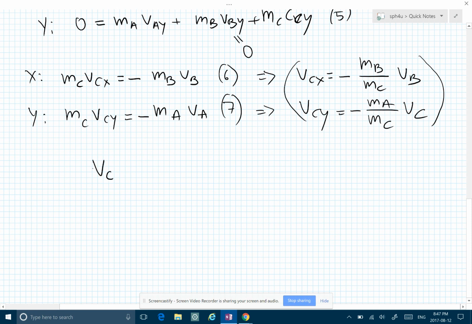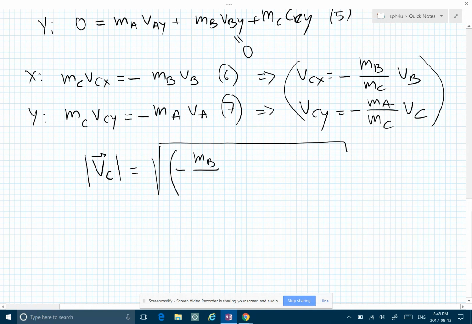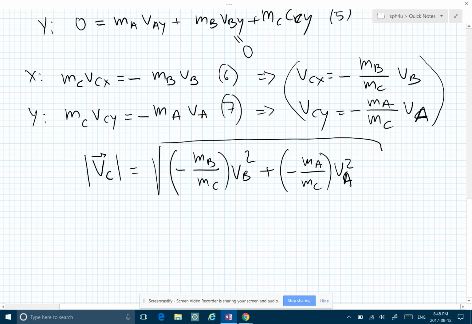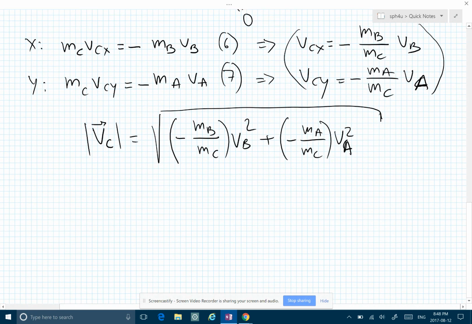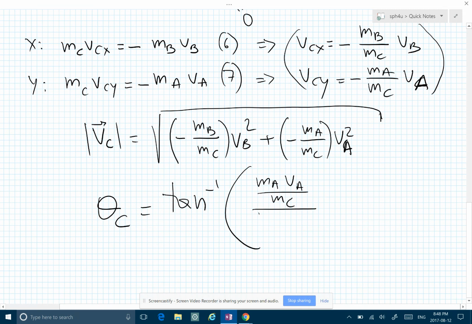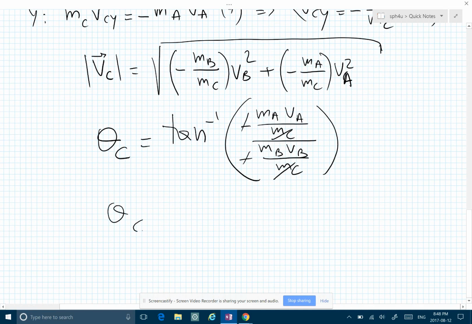Now we can find the velocity. Its magnitude is the square root, as you remember, of the component method: VCX squared, so negative MB over MC times VB, squared, plus negative MA over MC times VA, squared. Sorry, this is VA, actually, I apologize. At this point, you can substitute numbers. You can also find the angle, and the angle is the inverse tan of the y component over the x component, so MA VA over MC over MB VB over MC. They were both negative.